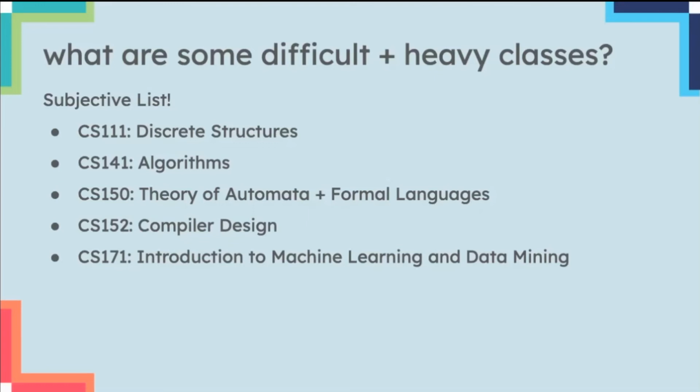Yeah, and then there's compiler design, CS 152. Again, another junior level class. And CS 171, this is actually a technical elective. So if you are interested in machine learning and data mining, this is one of the classes that you can take. I've heard a lot of students say that it depends on the professor specifically. Sometimes it depends on the professor. Yeah, that goes for actually all the classes on this list.